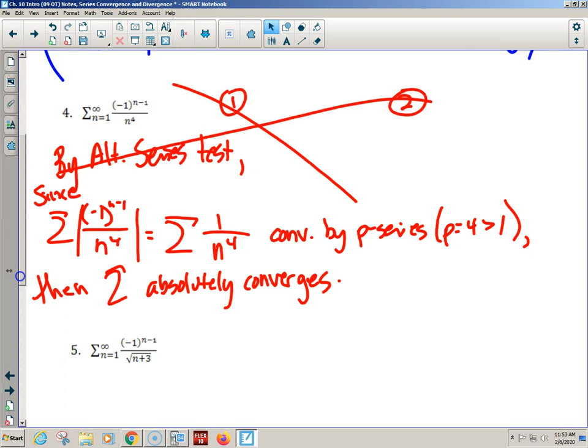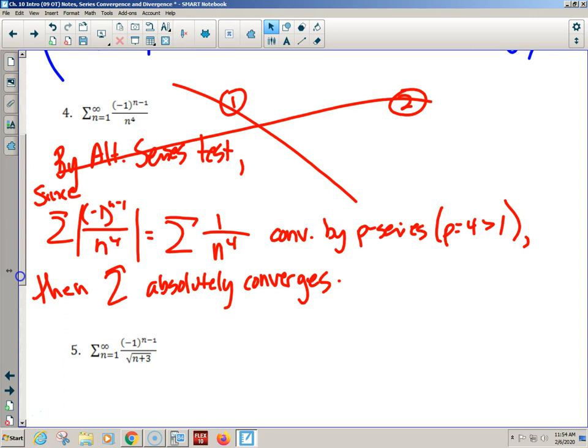Would I have passed step 1? Yes. Would I have passed step 2? Yes. Would I have known it converges? Yes. Would I have needed to check the absolute value if they asked me the pop-up screen? Yes. But what's nice is if you can see that the absolute value is convergent, just go straight there would be my advice. It's not a requirement. It's just my advice.